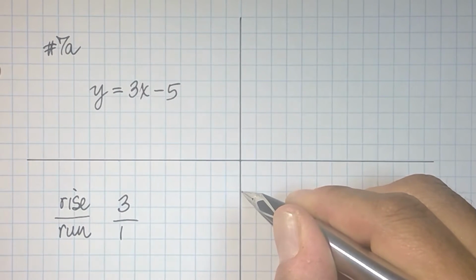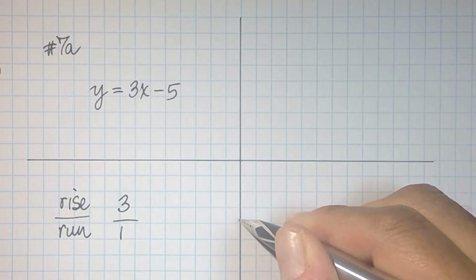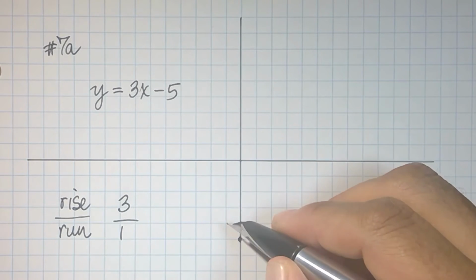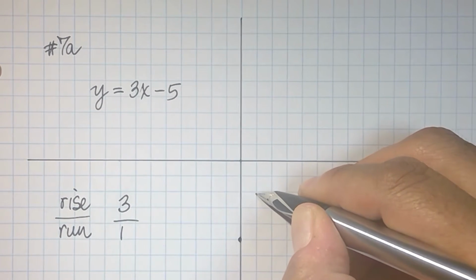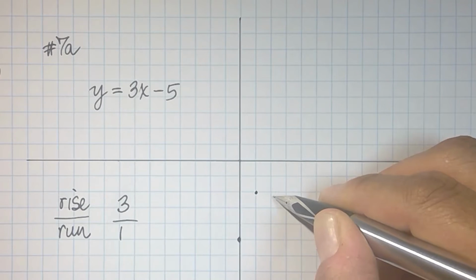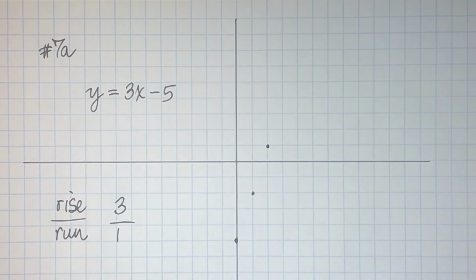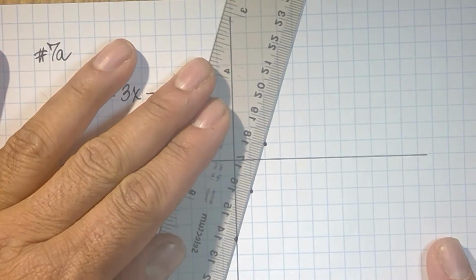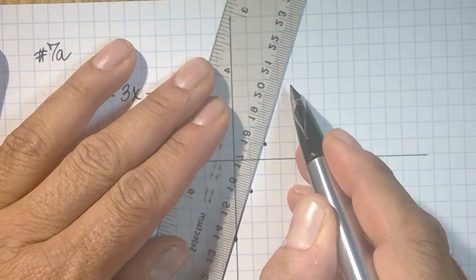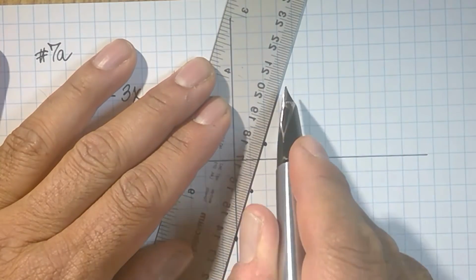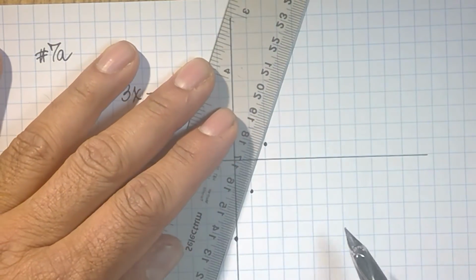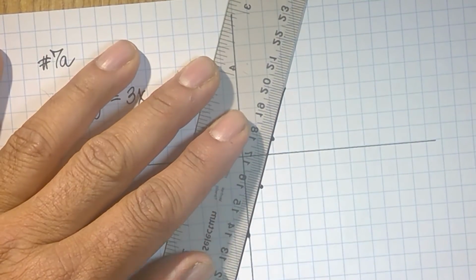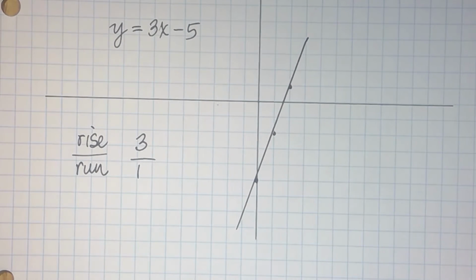So I'll go to my y-axis, negative 1, negative 2, 3, 4, 5. So that's negative 5. My slope is 3 over 1. So I go 1 to the right, 3 up. And then connect those dots. There's your line.